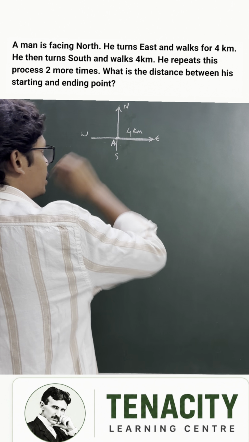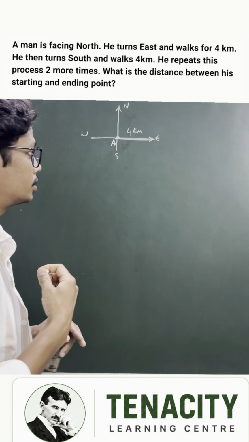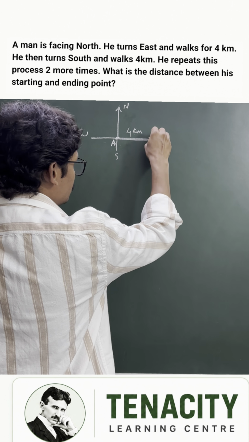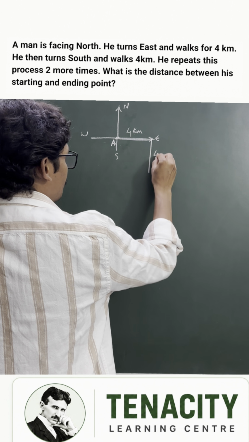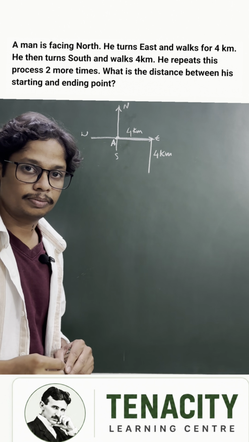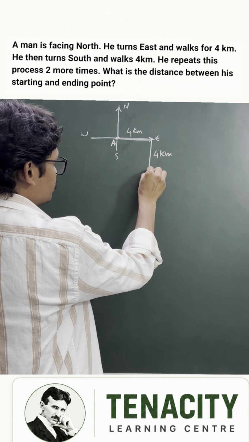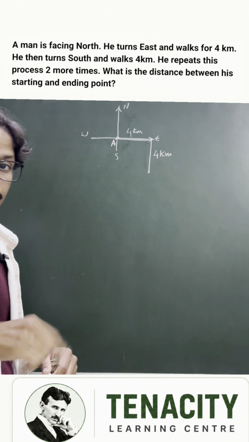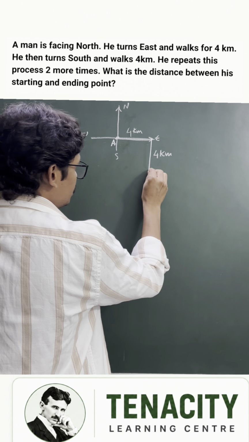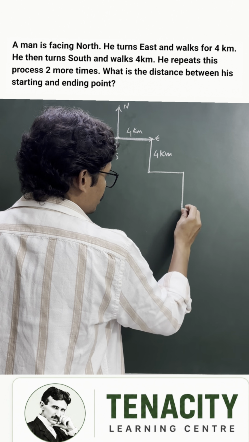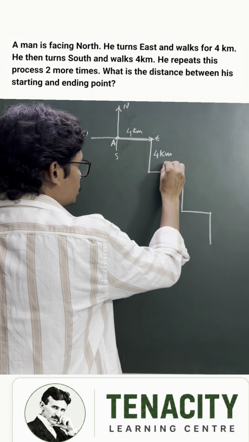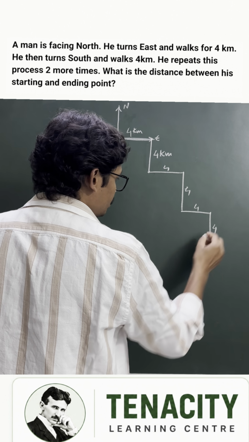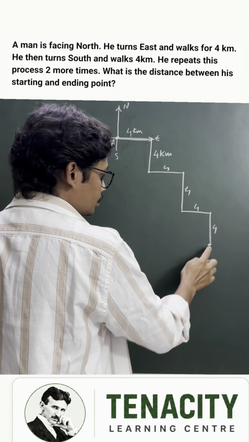Now after reaching this point, he turns southwards. So it is downwards. So he moves downwards, that is southwards, and he covers 4 kilometers in this way. So let us assume that he stops here and he covered 4 kilometers east and 4 kilometers south. Then he repeats this process 2 more times. That means he covers east and goes to south. He covers east and goes south. So in total, this is the distance covered by the man. And finally, he stops here. This is the ending point.